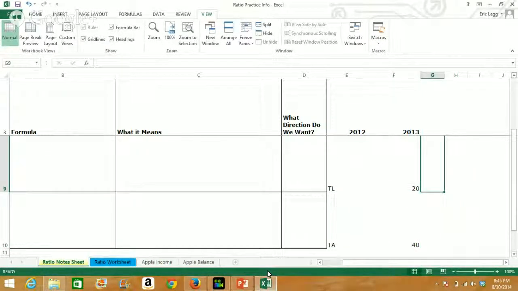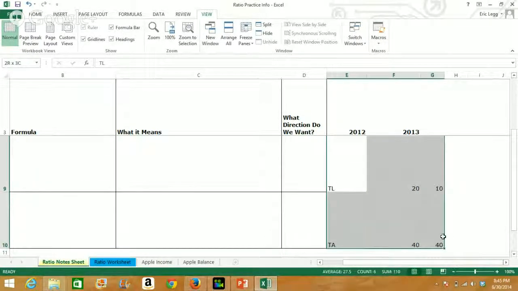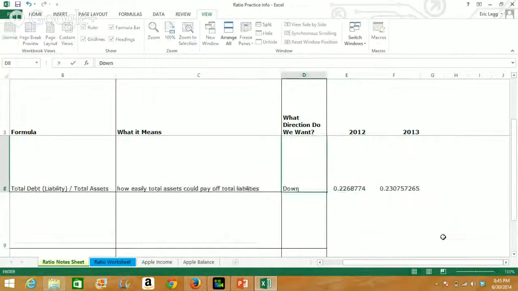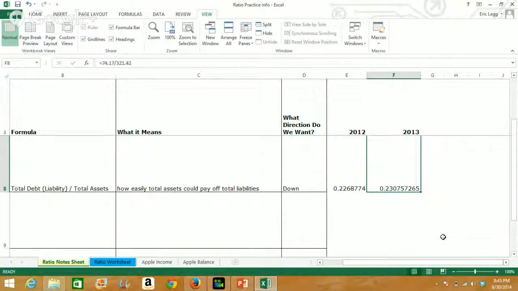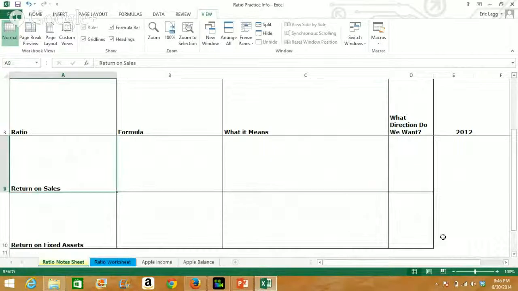Okay, we know we want our total liabilities to go down. Let's take it down to 10. Our assets are neutral, so let's leave that at 40. So now it goes down to 0.25. So we actually see, in contrast to the other one, we want this one to go down. So let's fix that. Okay, in our case it went up. So we're not doing so well on that. So maybe they have too many assets, maybe they have too much debt, but in some way they need to fix that. Our final two are profitability ratios.